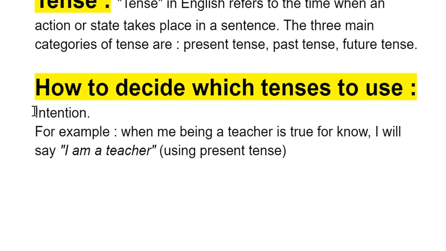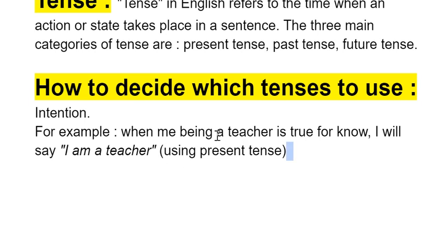For example, pay close attention to my example right here. When me being a teacher is true for now, I will say I am a teacher. In this case, I'm using present tense because the information here is true for now. If certain information, if certain action is true for now, we can use present tense. Like here, me being a teacher is true for now. So I could say, I am a teacher.